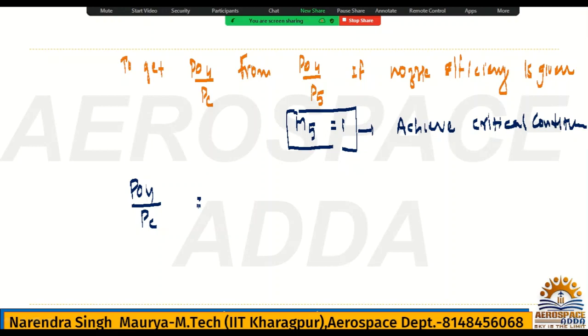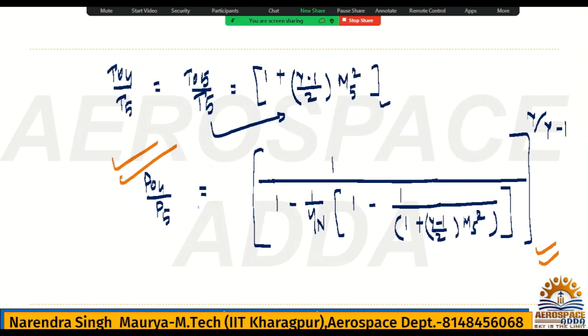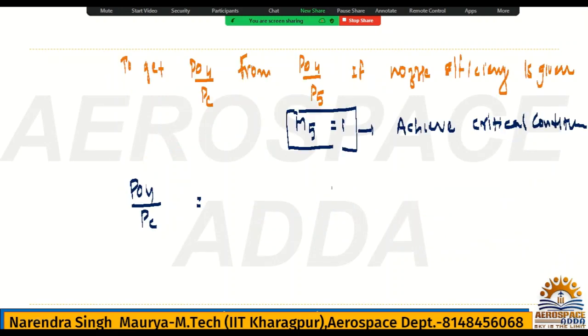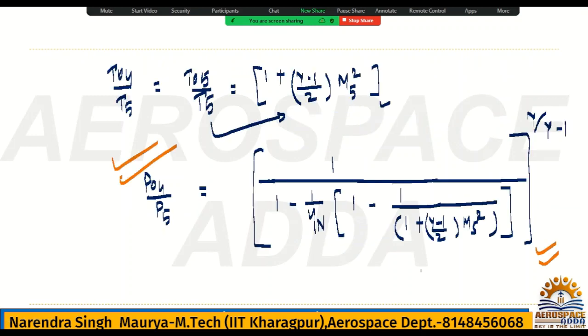Yes or no? If it becomes P04 by PC, then what will be the formulation here? Nothing. Simple. Instead of M5 you just make 1 and again you write the result. So directly I am going to write it is 1 upon 1 minus 1 by nozzle efficiency times, inside check, this is 1 minus, and this is 1 plus gamma minus 1 by 2, because M5 becomes 1. So it will be 1 plus gamma minus 1 by 2, so it will be gamma plus 1 by 2, and then it will reverse. So 2 upon gamma plus 1 and 1 minus will be there.